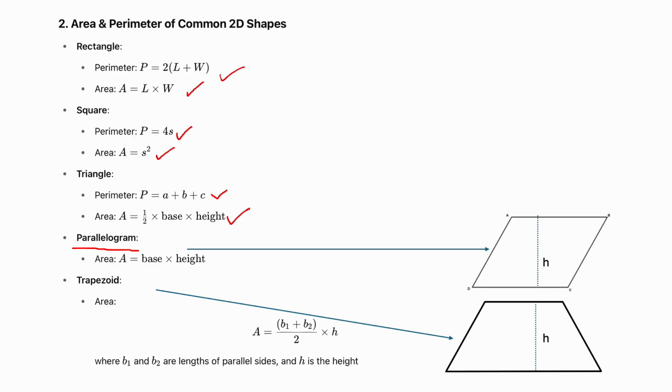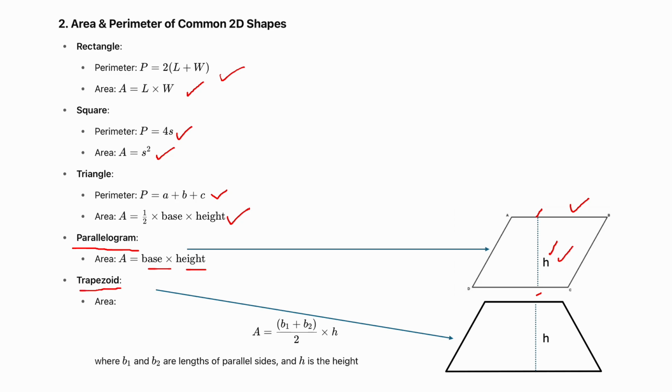Now coming to the parallelogram. The parallelogram may look like a pushed-over rectangle. You have a rectangle, you just push it, and it becomes a parallelogram. But the area is still just the base times the height. But remember, the height must be measured at a right angle to the base. So this height which is here, you have to draw starting from here, perpendicular to this side. So that is the height. And after that, you just multiply base and height, and you get the area of the parallelogram.